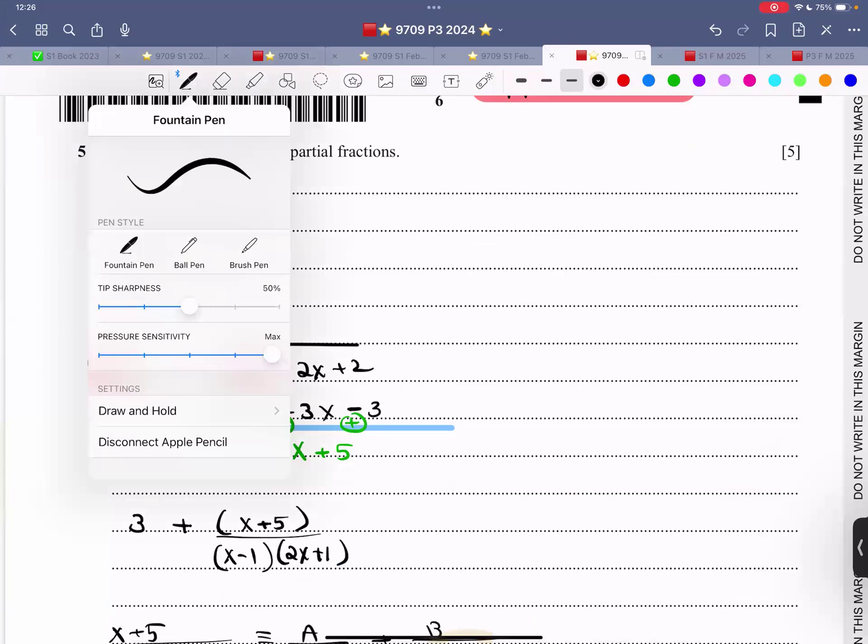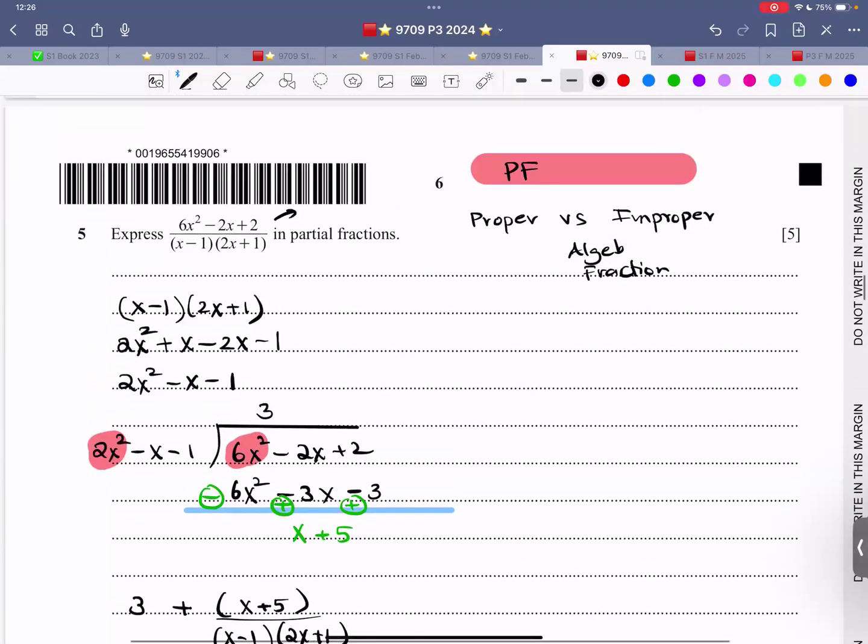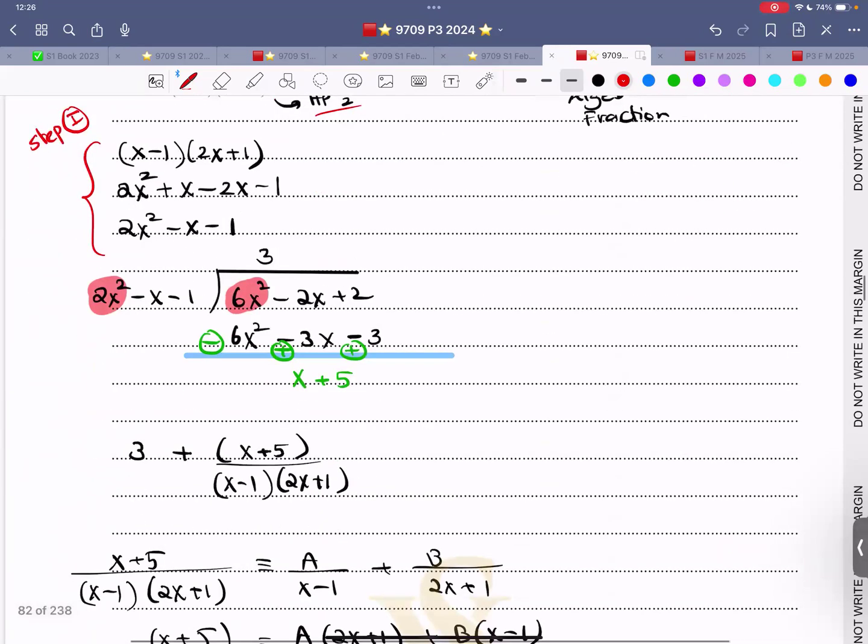The very first checklist is: is it a proper versus improper algebraic fraction? So if the highest powers are the same, in the numerator the highest power is 2. In the denominator, the highest power is 2. Therefore, yes, the highest powers are the same. Therefore, it's an improper fraction. Therefore, step 1 is make it proper. So in step 1, the first thing is multiply out the denominator.